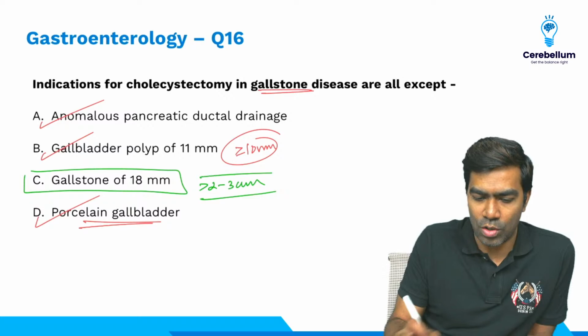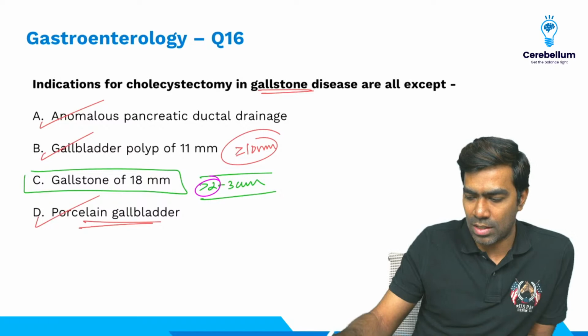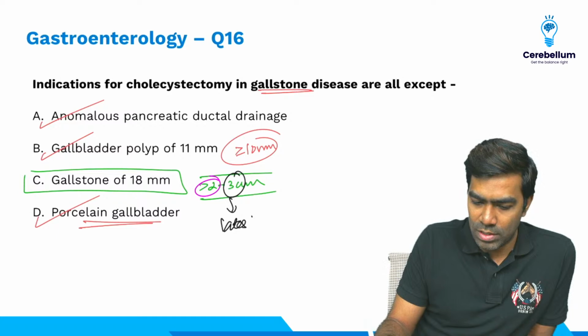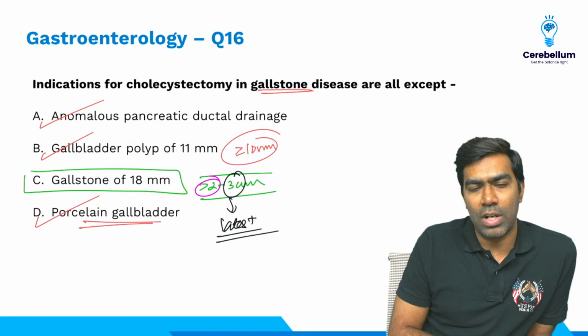Otherwise, you are not going to operate. Old surgical textbooks will give a cutoff of 2 centimeter, but the current cutoff is 3 centimeter. This is the latest. Up to 3 centimeter we can wait. The old surgical textbooks will say 2 centimeter, but the recent cutoff is 3 centimeter. So, only if the gallstone size is more than 2 to 3 centimeter, you're going to operate.